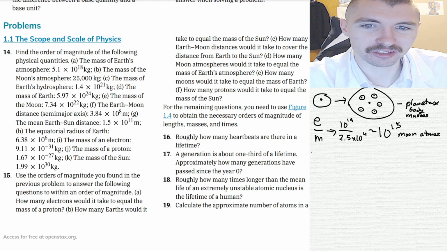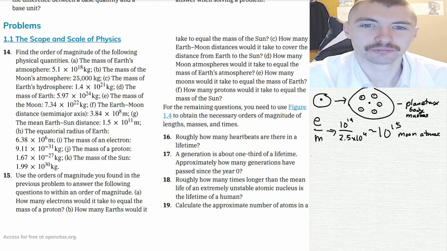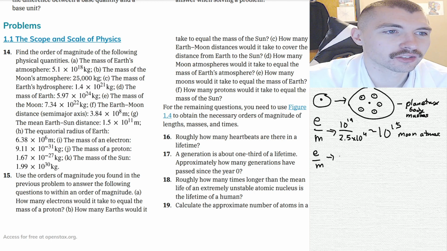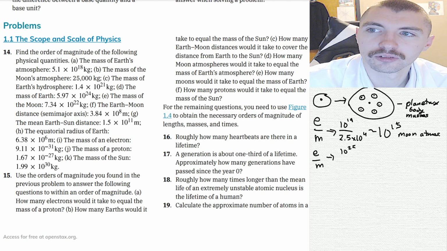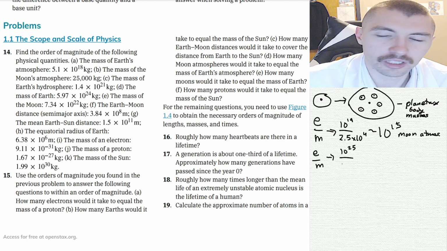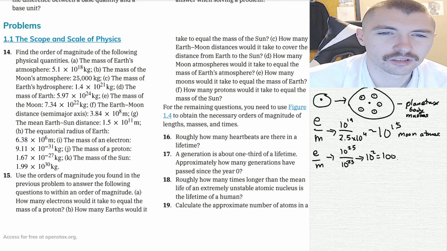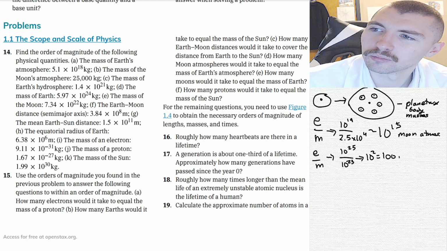How many moons would it take to equal the mass of the Earth? All right, so we're taking the Earth, and we're dividing by the moon again. Earth's mass is 10 to the 25. Mass of the moon is 10 to the 23. So we are saying 100 moons in an Earth.